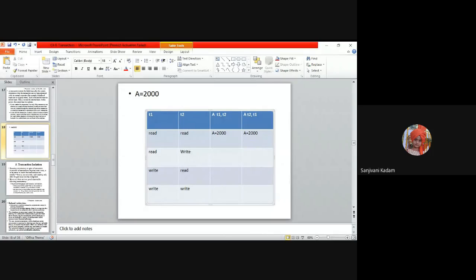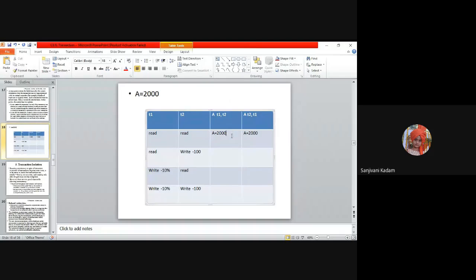Now consider that this one is deducting 100 from the database, and this one is deducting 200 from the value. Instead of minus 200, let us take minus 10%, so this will have a change in value. Same as previous, whatever we have taken, and write by deducting 200. Now if both transactions are reading the value, this will not make any changes to the database.